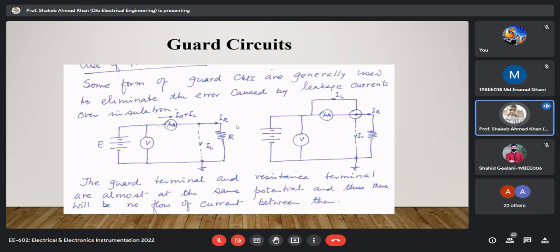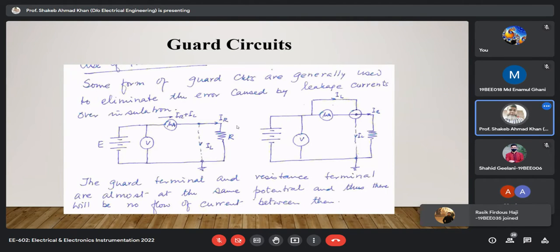So the existence of leakage current itself is a problem as far as the measurement of high resistance is concerned. And in addition to its existence, it is variable also, because as the environmental condition changes, the surface condition will also change, and accordingly your leakage current will vary. So leakage current is not constant.